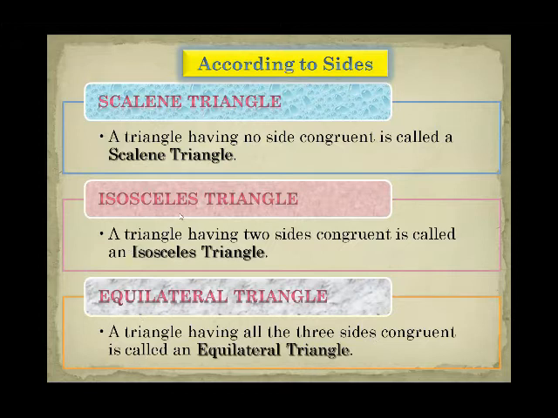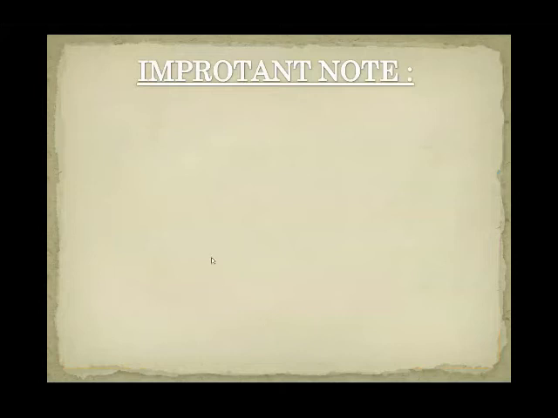Okay students, these are the classifications of a triangle according to the sides. The first one is a scalene triangle in which no sides are congruent. The second one is the isosceles triangle in which two sides are congruent. And the third one is the equilateral triangle in which all three sides of the triangle are congruent. Now we're discussing some important notes.